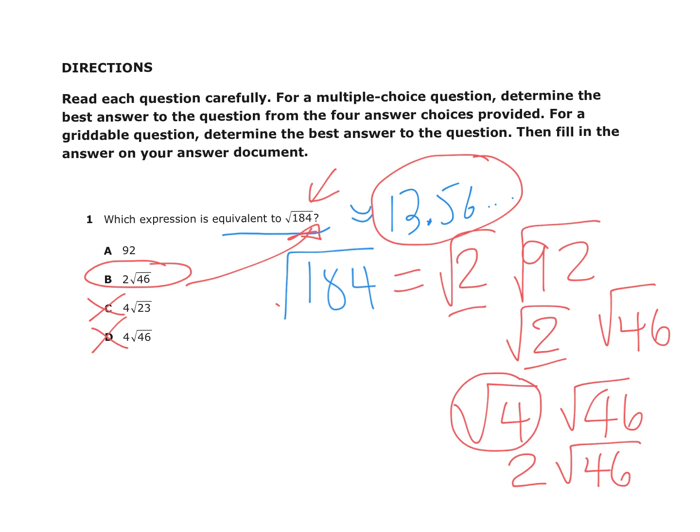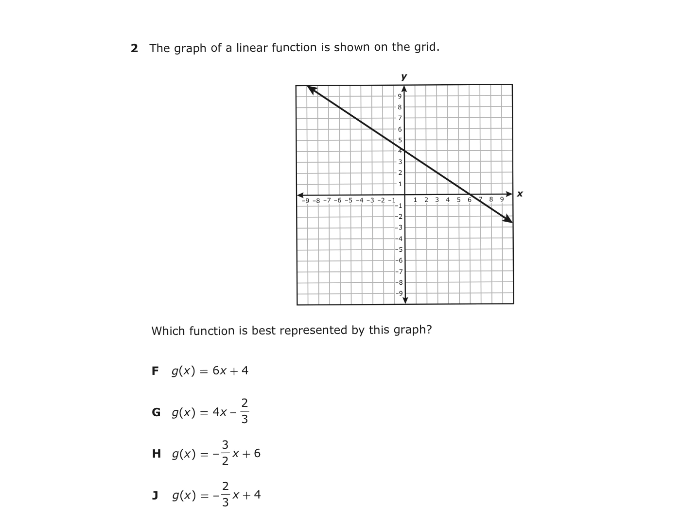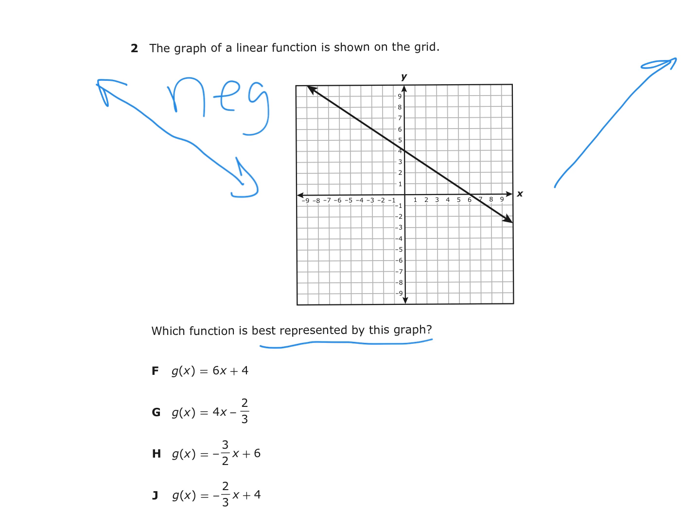The graph of a linear function is shown on the grid, and which function is best represented by this graph? You have the equations here, the answers, and you have to match them up with this line. Anytime we see a line going down from left to right, that's a negative slope. And anytime you see a line going up from left to right, that's a positive slope. So in this case, we know this is going down from left to right, so we're looking for a negative slope. This one has a negative slope, and so does this one here. We can rule out the first two answers because those slopes are positive.